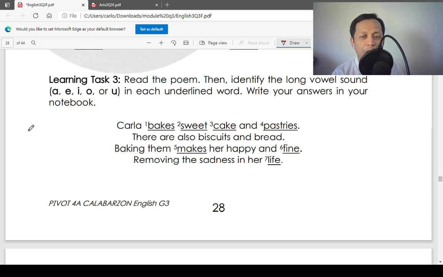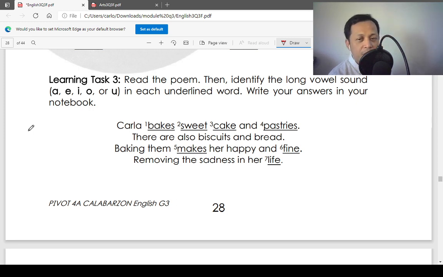Carla bakes sweet cake and pastries. They are also biscuits and breads. Baking them makes her happy and fine, removing the sadness in her life.